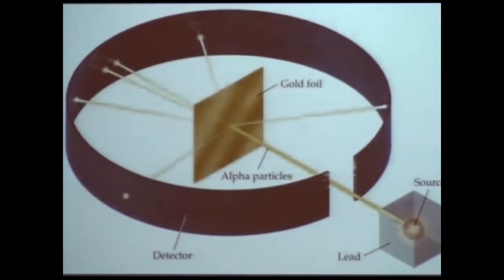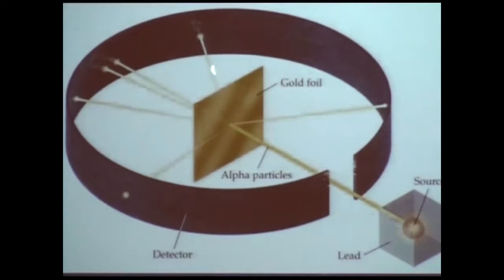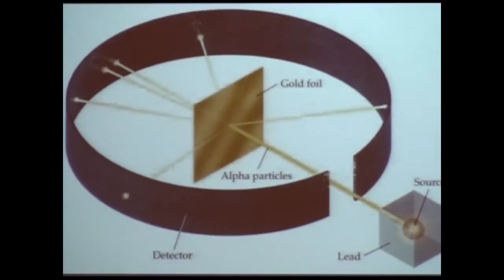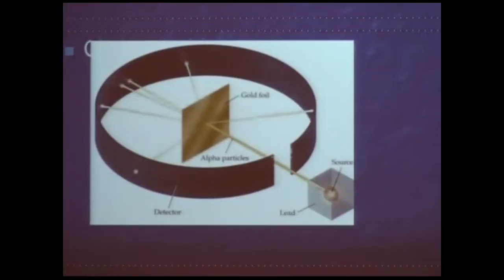So he went back, he put the source back. Marsden came back and says, yeah, I see a few sometimes. Like for every 10,000 of these hits, Marsden would catch one. See how careful he was. One part in 10,000 goes backwards. Rutherford told Marsden, okay, very good, go have lunch. And then he tried to figure out what was going on.